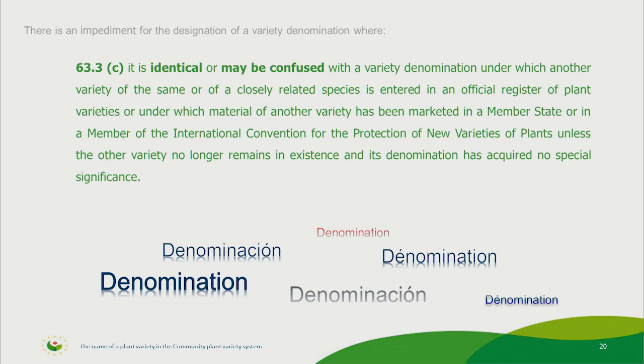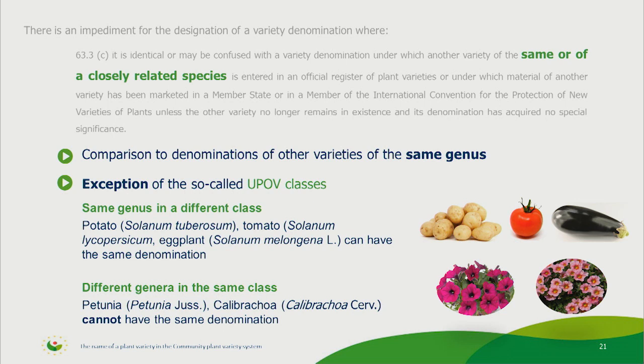Regarding the notion of confusion, it should be noted here that it concerns visual, phonetic, and conceptual confusion. So they are assessed independently in order to conclude on the suitability of the variety denomination proposal in respect of the similarity. Similar or identical to a variety of the same or of a closely related species. What does that mean? Two identical or similar denominations for varieties belonging to the same or to two closely related species are considered as potentially confusing.